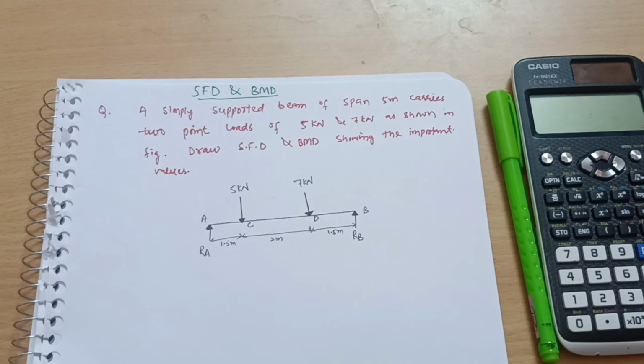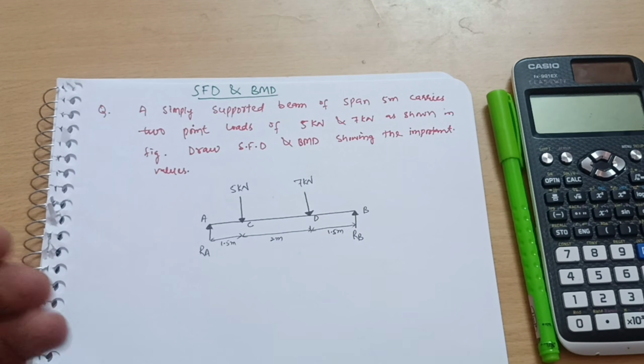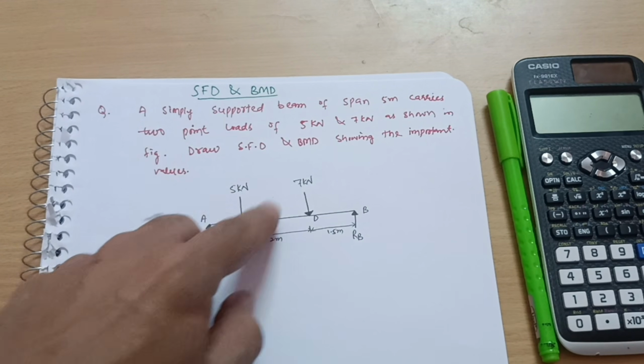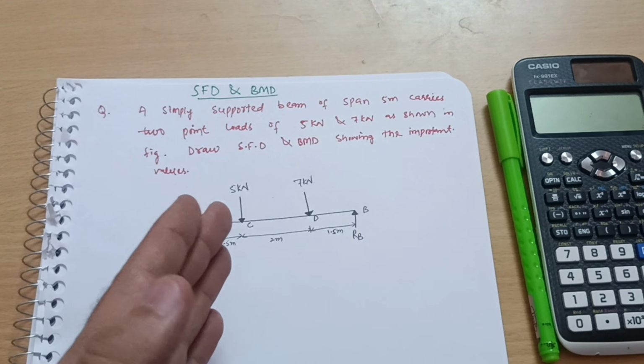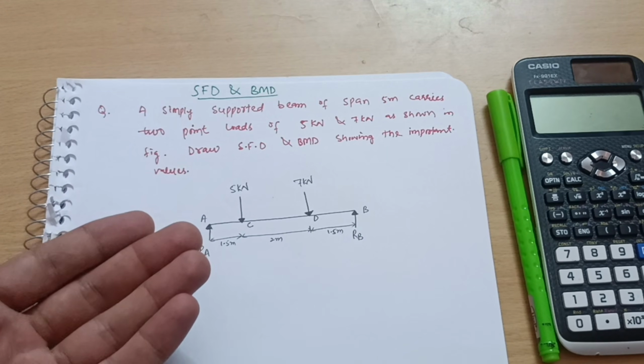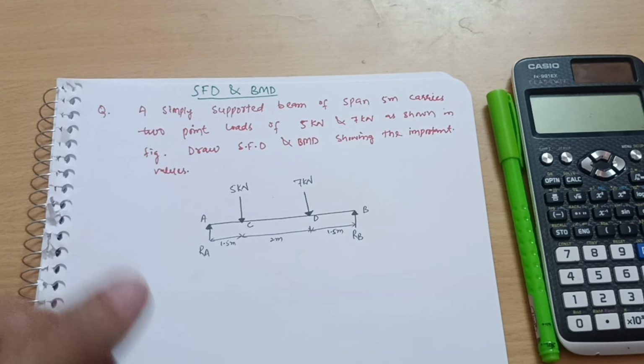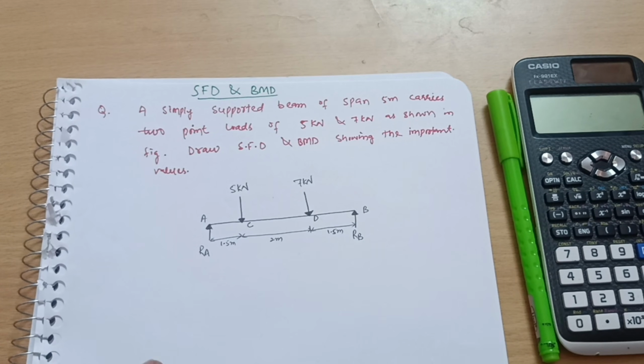First of all, let's understand what shear force means, what bending moment means, and what the shear force diagram and bending moment diagram mean. If definitions are concerned, shear force is the algebraic sum of vertical forces acting to the right or left of any section. Later on I will tell you which sections we have to take in this question. It is just the definition which you have to remember: the algebraic sum of vertical forces acting to the right or left of any section considered is known as shear force.